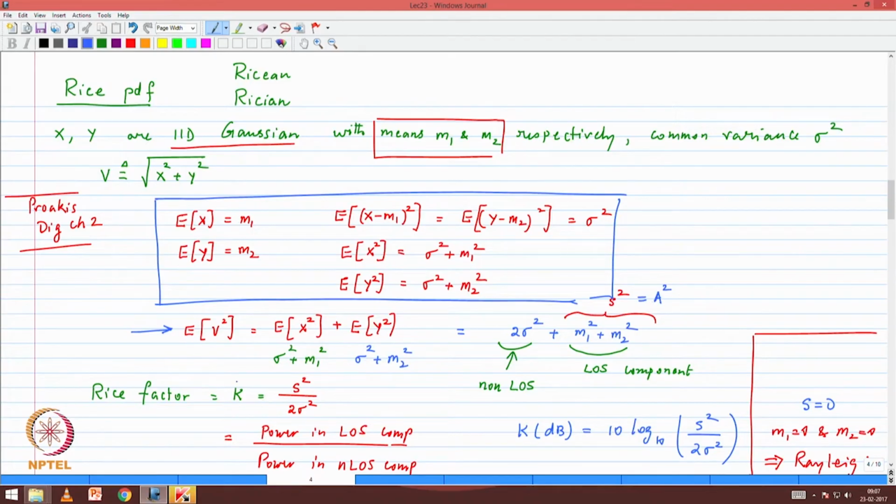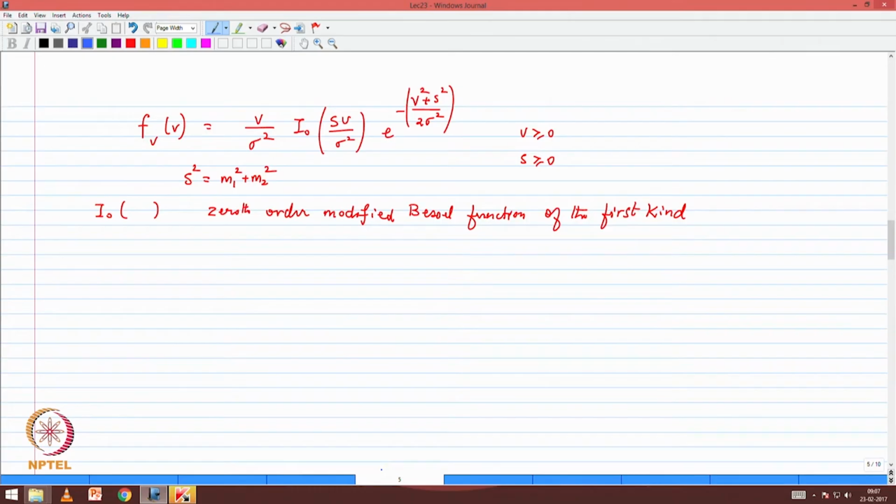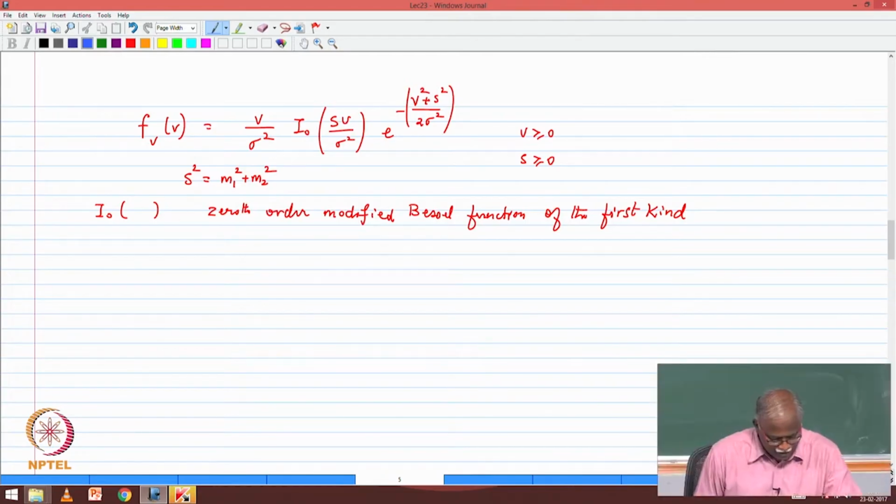Okay. So then we described that there is a factor that describes the PDF called the Rice factor, the ratio of S squared to 2 sigma squared. It can be more intuitively visualized as the power in the line of sight component and the power in the non-line of sight component, usually expressed in dB. A special case would be when S is equal to 0, which means K is equal to 0, then we get the Rayleigh distribution. Okay, and the actual expression for the Ricean PDF is given here, I naught being a special case of a Bessel function. Okay, so that is our broad classification, our understanding.